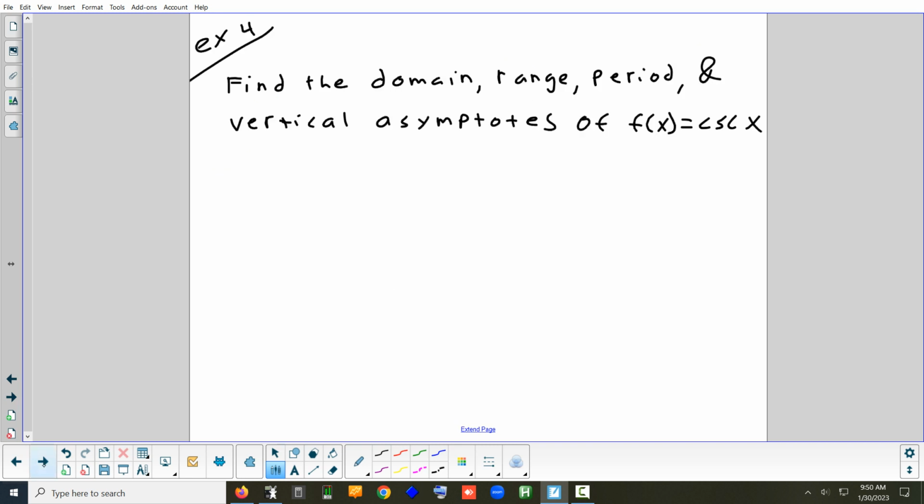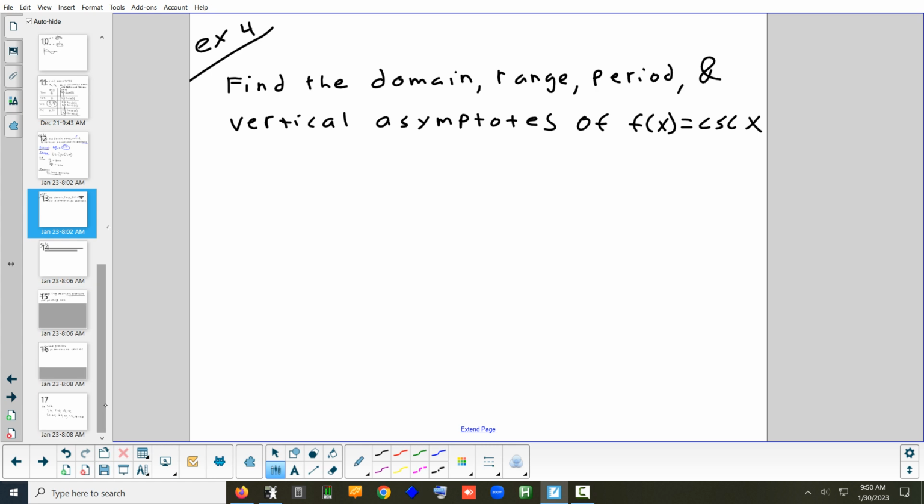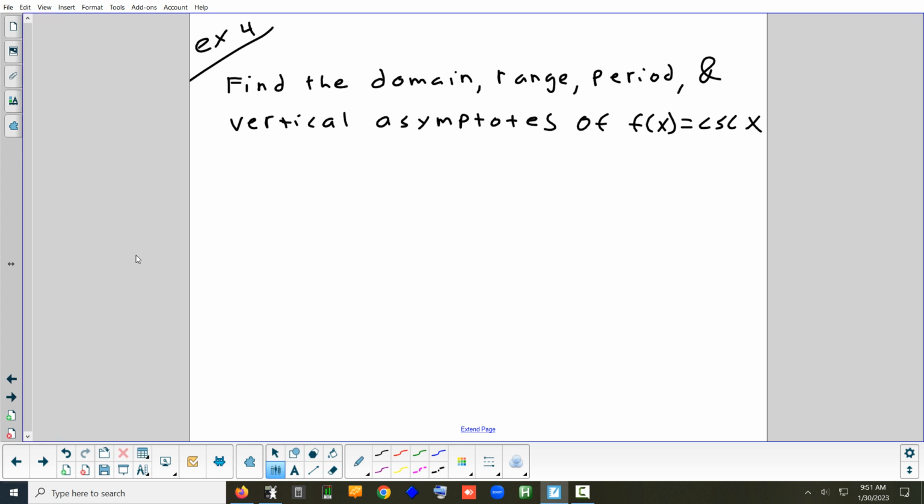And let's finish up by doing the same thing for cosecant, and then I think that's a good place to stop. We're almost done anyway, but the last thing is just calculating intersections on the calculator, so that'll be a good, easy thing to start with tomorrow. Okay, let's do domain.